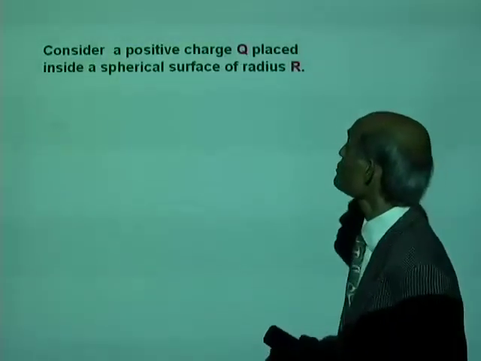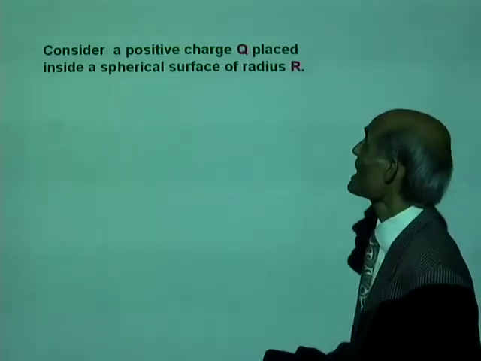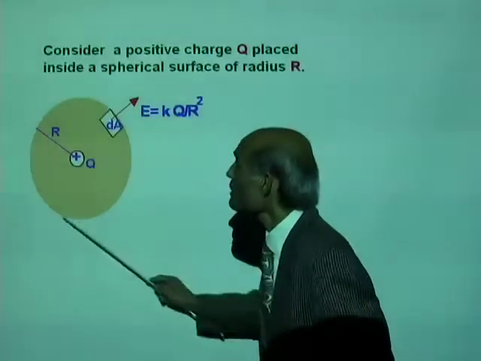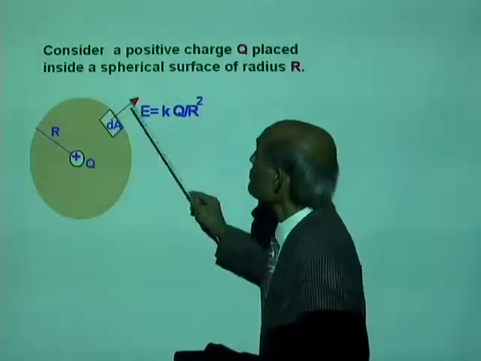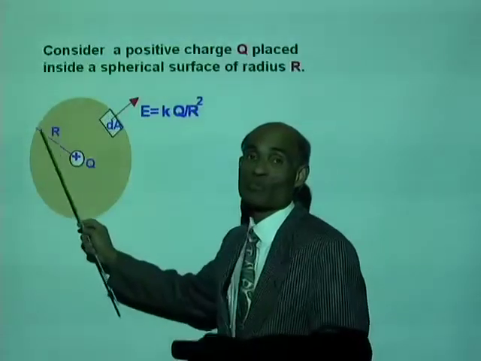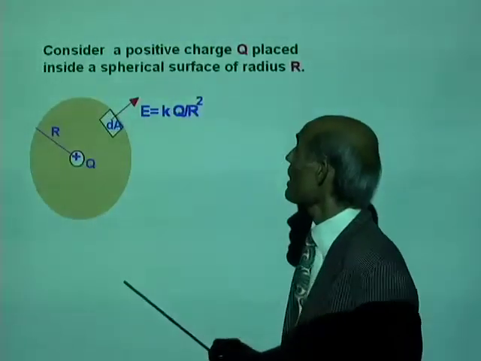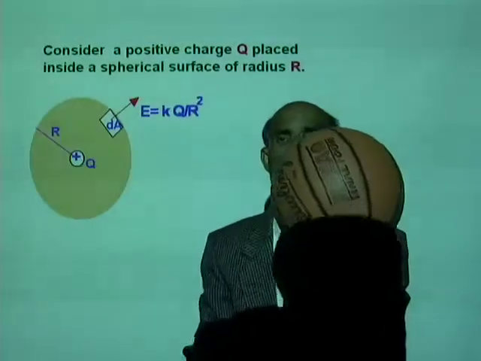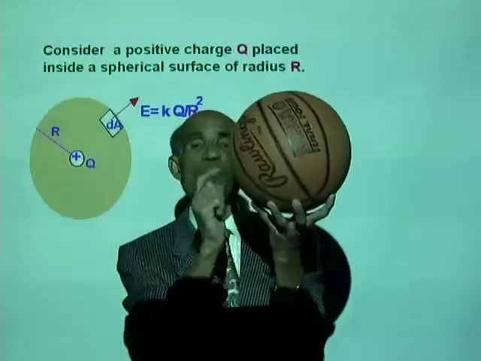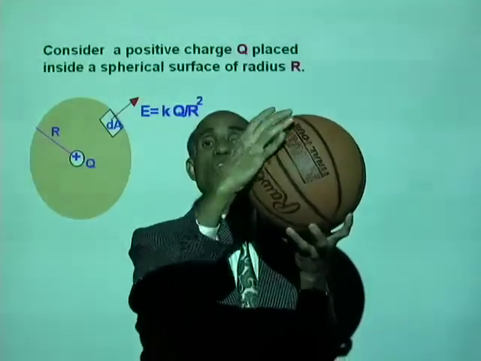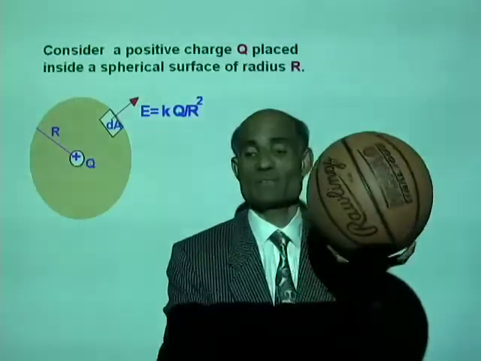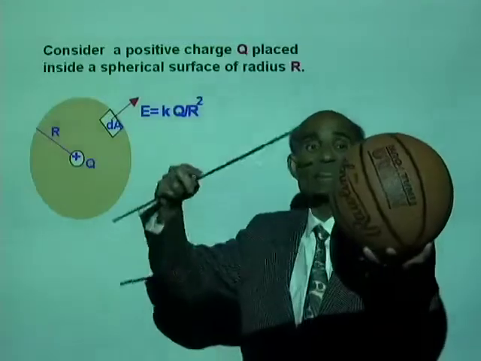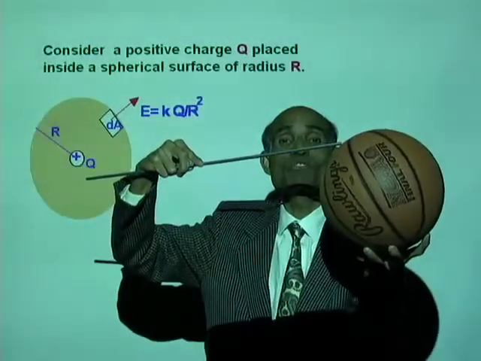Consider a positive charge Q placed inside a spherical surface of radius r. This is a spherical surface, and there is a charge Q placed inside it. The radius of that surface is r. Now, this is very similar to my basketball. I have a spherical surface of radius r, and I have placed a charge Q inside. Now, tell me, what is the electric field at a point on the surface of the sphere?